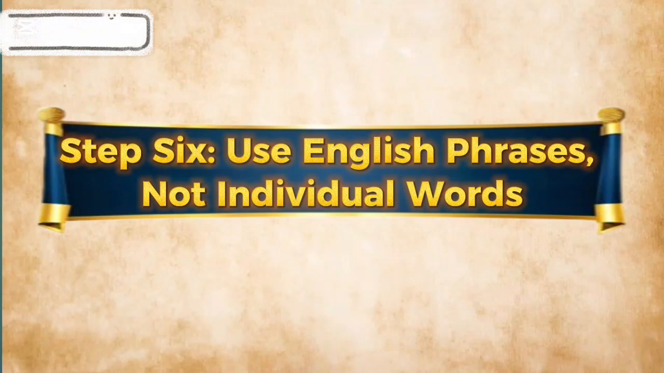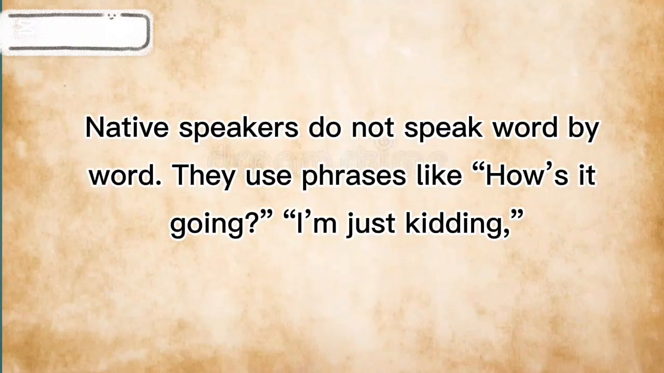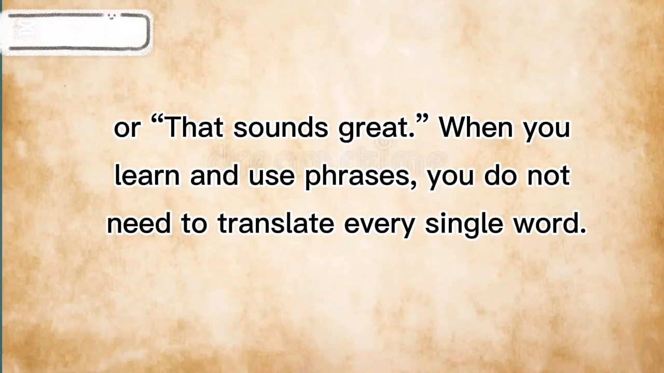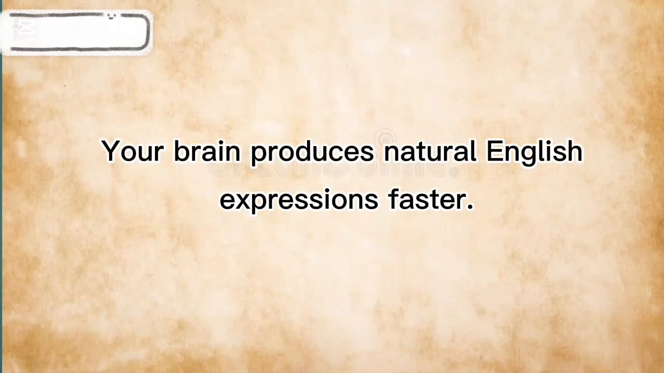Step 6. Use English phrases, not individual words. Native speakers do not speak word by word. They use phrases like, how's it going? I'm just kidding. Or that sounds great. When you learn and use phrases, you do not need to translate every single word. Your brain produces natural English expressions faster.